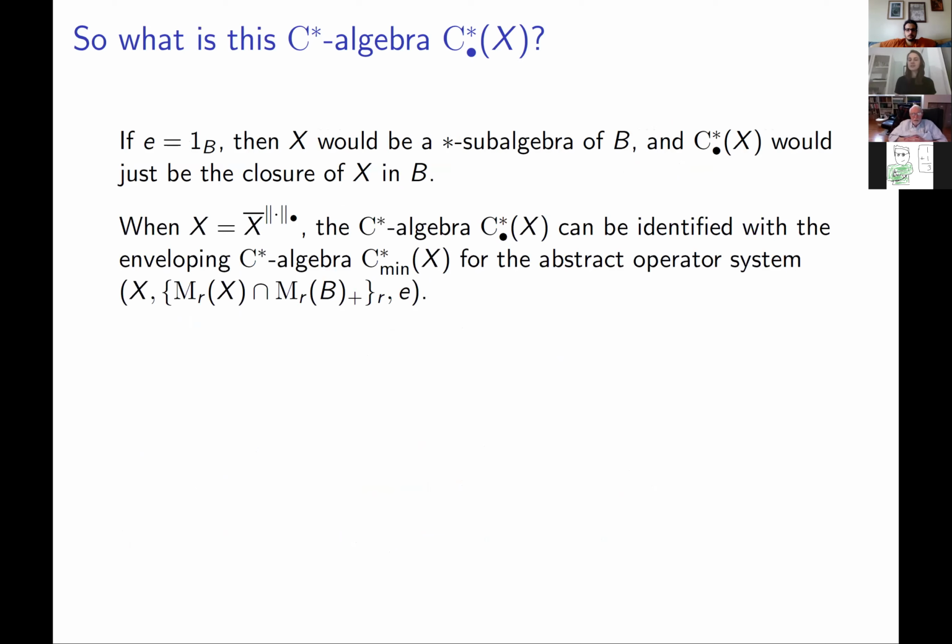But it turns out if X is already closed in this bullet norm, so if this completion doesn't add any new elements to X, then the C-star algebra, the C-star bullet X, can be identified with the enveloping C-star algebra for the abstract operator system that I flashed before. So this enveloping C-star algebra is basically just a minimal universal structure, or minimal universal C-star algebra that can be attached to a given operator system. And it turns out that our construction does recover it for this particular operator system here.